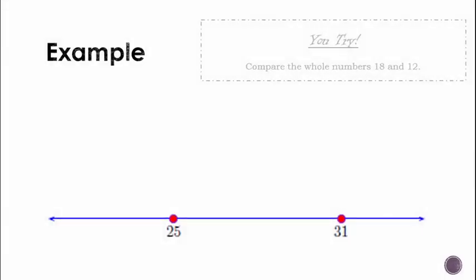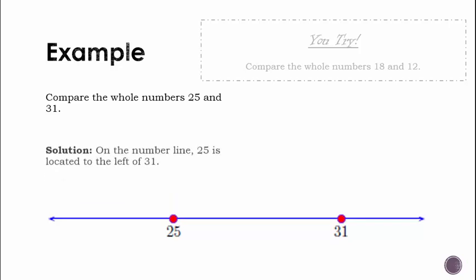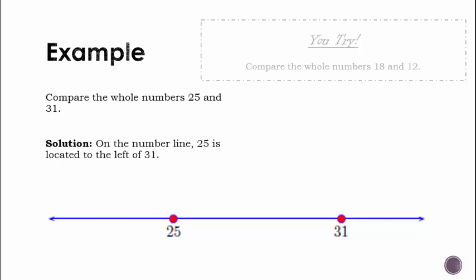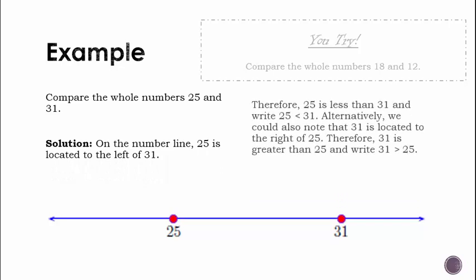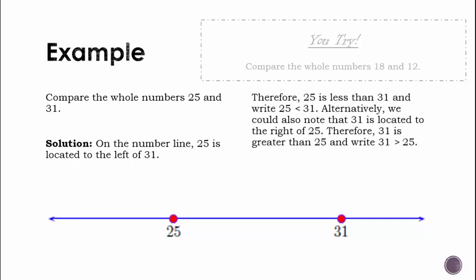So let's try another example. We want to compare whole numbers, right? So we're going to compare the whole numbers 25 and 31. I can have 2 solutions, right? On the number line, 25 is located to the left of 31. Therefore, 25 is less than 31, and we would write 25, use our less than sign, 31. Or, we can easily say that 31 is greater than 25.